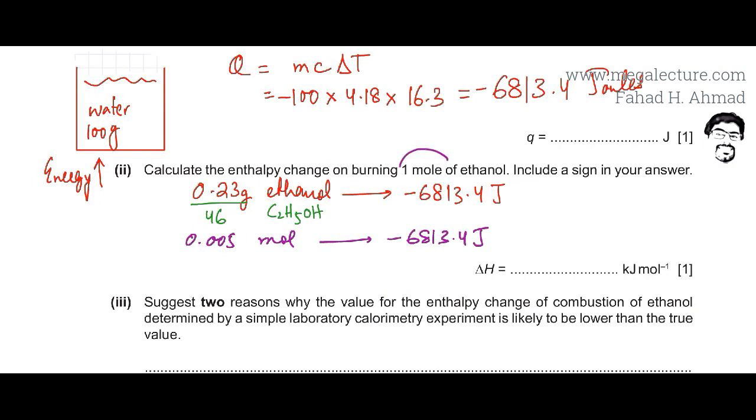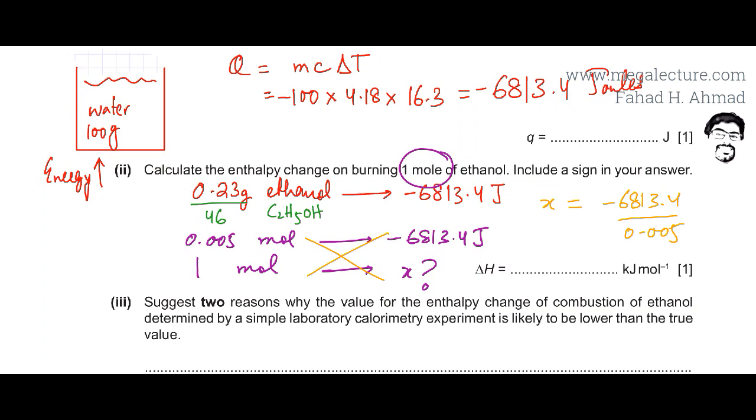And we are being asked to figure out the energy produced by 1 mole of ethanol. So we're going to use simple ratios. 1 mole of ethanol produces what amount of energy? We're going to use X as the unknown. So 0.005 moles produces this much energy, 1 mole of ethanol produces X, and we cross multiply. The value of X, the unknown, comes out to be minus 6813.4 divided by 0.005, and the answer should be given in kilojoules.